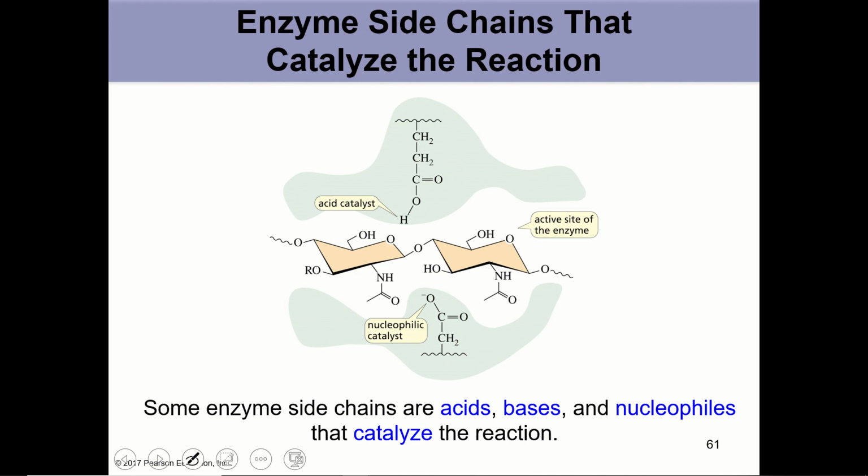And some enzyme side chains actually interact with the reactant using acid and base reactions or nucleophilic reactions. We'll talk about that in biochem, don't worry about it now. And that's the end of chapter 5. We're going to start chapter 6 next.